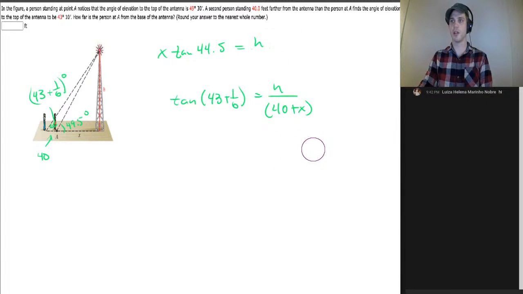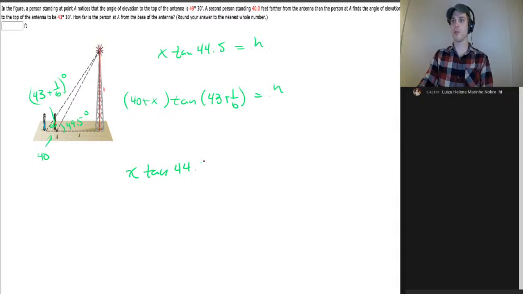So I got h. And then I'm going to multiply this thing on both sides by 40 plus x to get h. Okay, why did I do that? The reason why I did that is now, since these are both equal to h, they can be equal to each other. So I can say that x tangent of 44.5 is equal to tangent of this times 40 plus x.